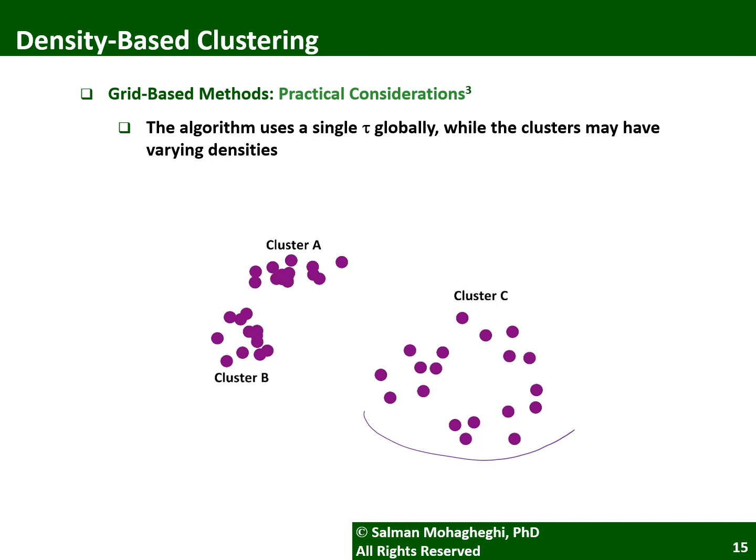On the other hand, if tau is low, it's possible that the algorithm might merge A and B together, because instead of identifying these parts of the space as non-dense regions, it might think that these are dense regions and combine them together. So when you have data sets where density changes from one area to another, perhaps using these grid-based methods is not the best approach, and you would instead use a distance-based algorithm, like the different techniques that we talked about last time.